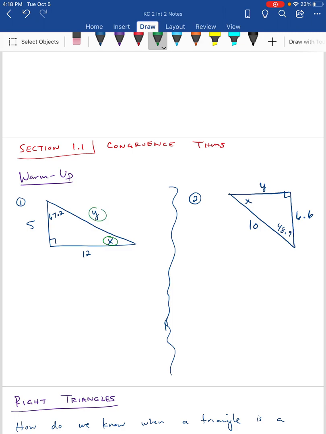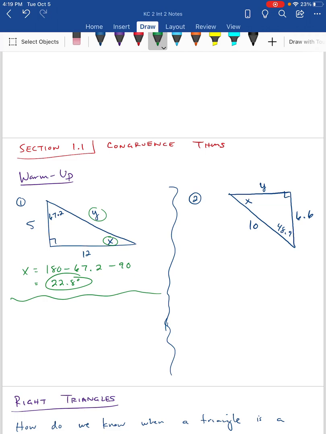Okay, the first one that you want to find would be the X because that is the easiest. Remember that the sum of the angles in a triangle, there's three angles, they have to add up to 180 degrees. So to find X, all I have to do would be 180 minus the 67.2 minus that 90-degree angle. So if I go ahead and do that, plug it in your calculator if you like, you get 22.8 degrees for angle X. Now Y is not as easy.